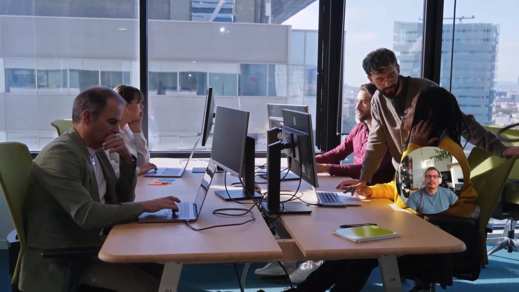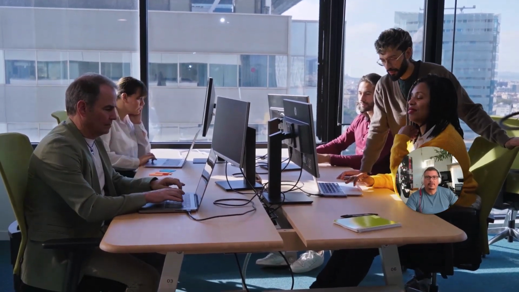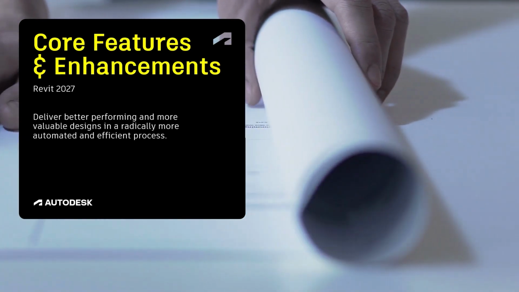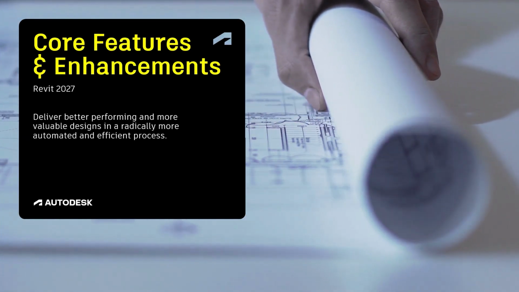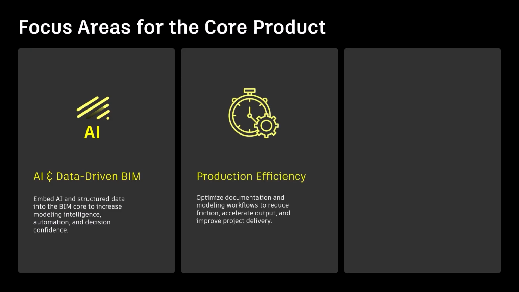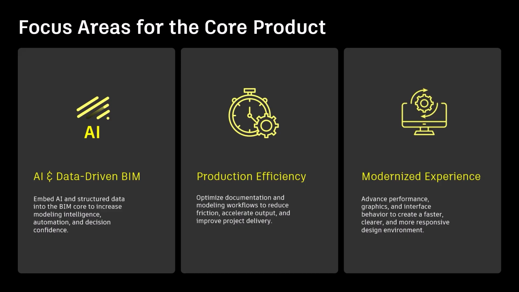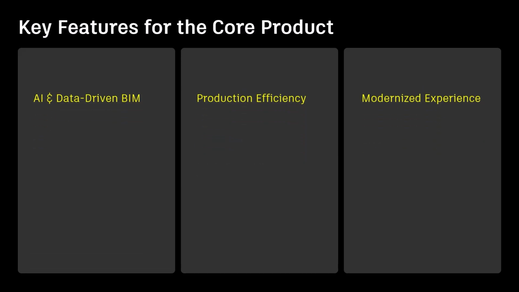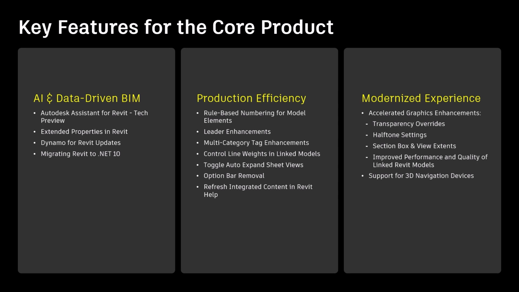Design teams working in Revit are under constant pressure to deliver coordinated, data-rich models without slowing documentation. Revit 2027 addresses this challenge by introducing greater intelligence inside the model, more automation across production workflows, and a stronger infrastructure. This release focuses on 3 areas: AI and structured data, production efficiency, and a modernized experience.